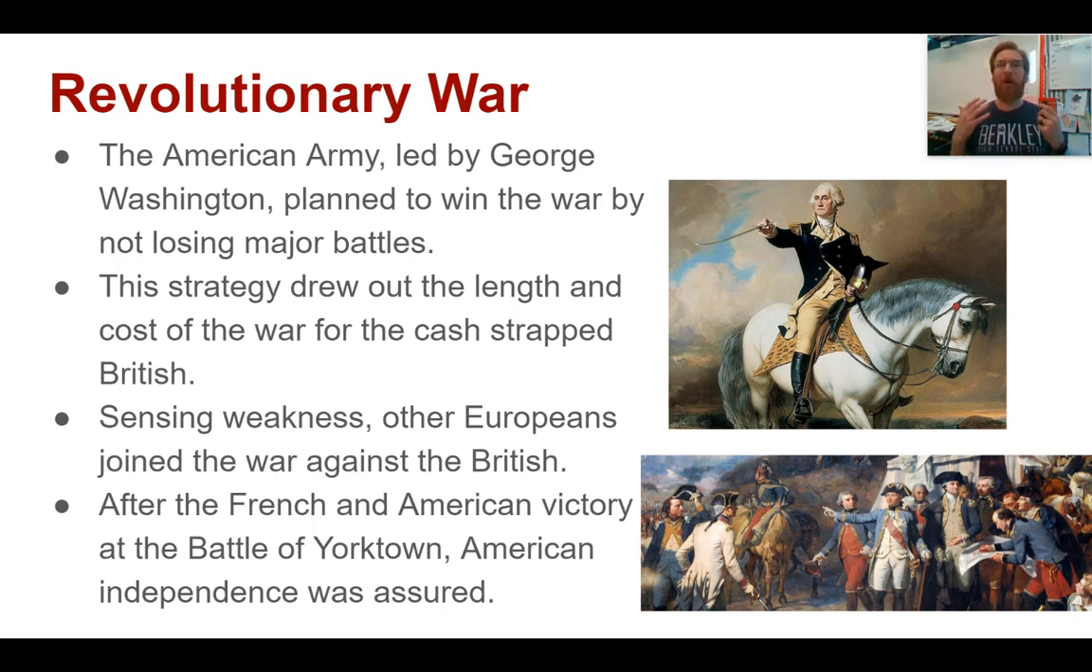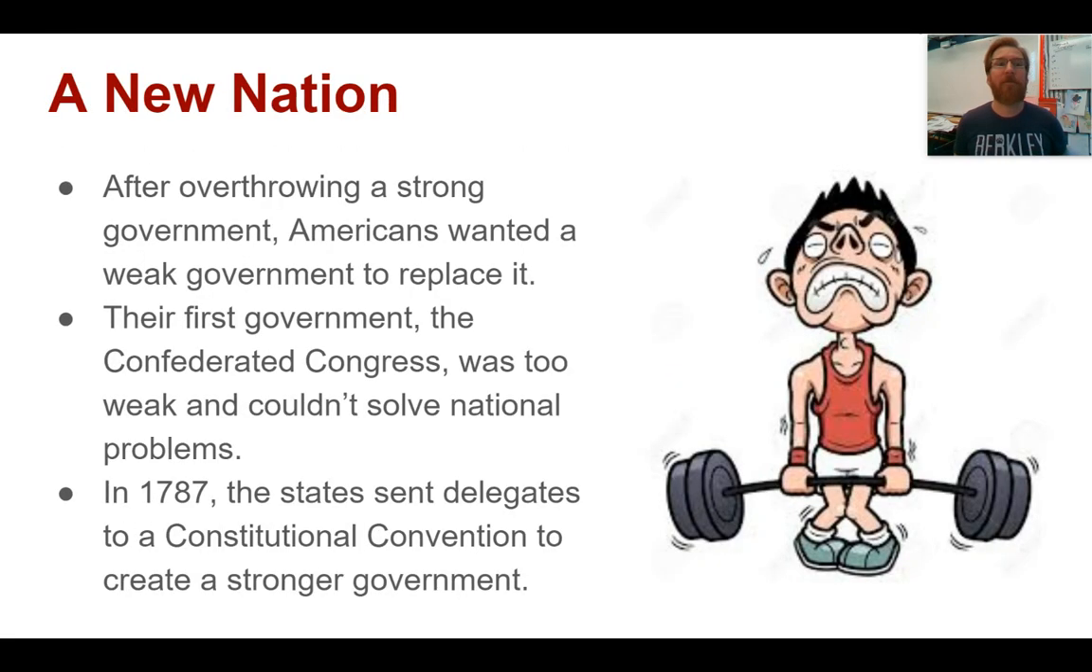The French were upset that they had lost a series of wars and territories to the British, and so they joined the American forces. Together, the French and the Americans worked together to defeat the British at the Battle of Yorktown, which really seals the American independence. After that battle, a free, independent United States is assured.